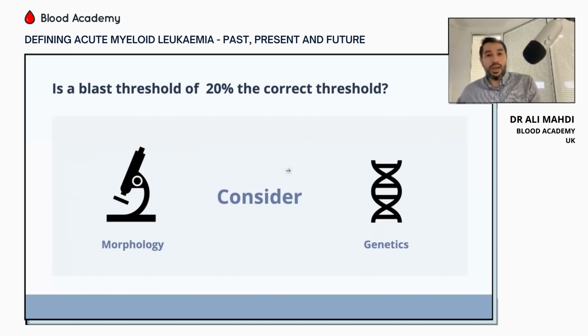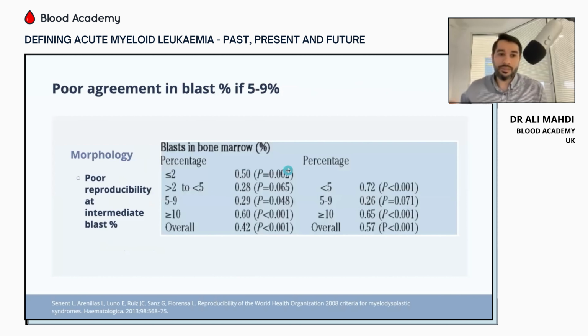So then the WHO, pertinent to the more recent edition of the WHO and the ICC, really questioned the importance of the 20% cutoff in terms of defining what acute myeloid leukemia is. So the things that we should really consider is the limitations of both morphology and also the increasing understanding that genetics have a significant role to play in terms of defining tumor burden and the amount of disease that's actually there, as opposed to morphology. So let's have a look at some of the data behind that.